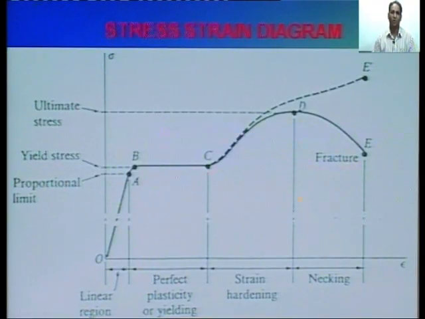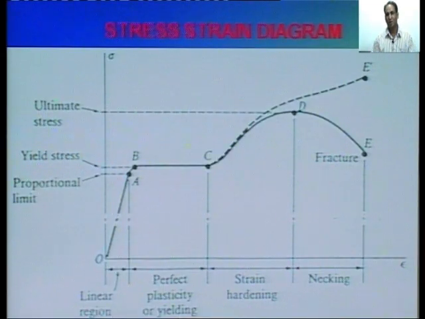This means the mutual adjusting of particles in this material, and then the stress goes on increasing under loading. At point D, this is the maximum point, the maximum load taken by the material. That point is the ultimate point, and the stress at that point is called the ultimate stress, or the maximum stress point.